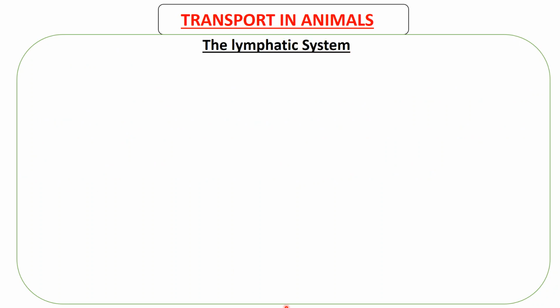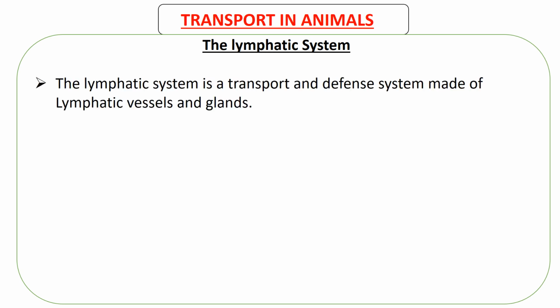Finally, we look at the lymphatic system. I know we have discussed a lot of things, but just refocus your energy to this last part. It's going to be very short, new but short. The lymphatic system is a transport and defense system made of lymphatic vessels and glands. Other than the circulatory system that we know, there's also what we call the lymphatic system made of other vessels called lymphatic vessels and also glands.